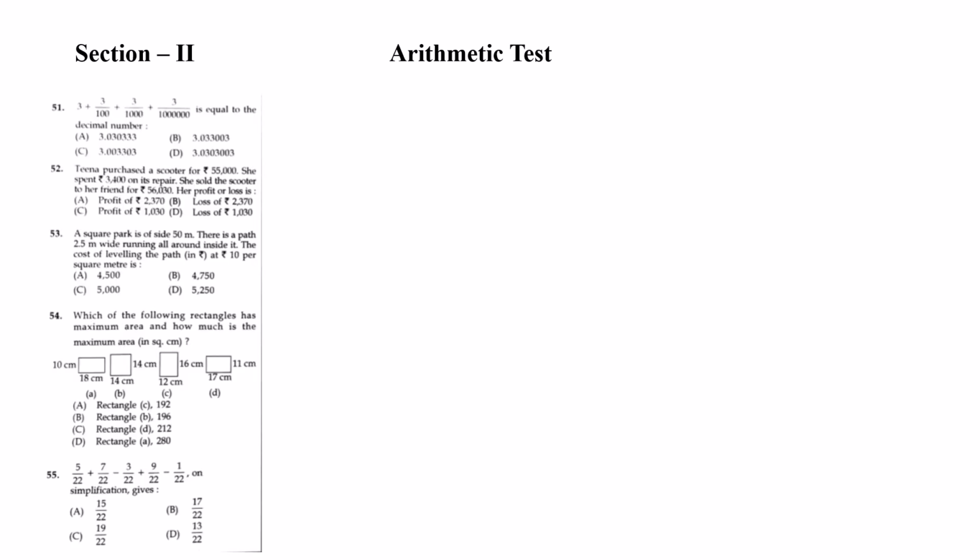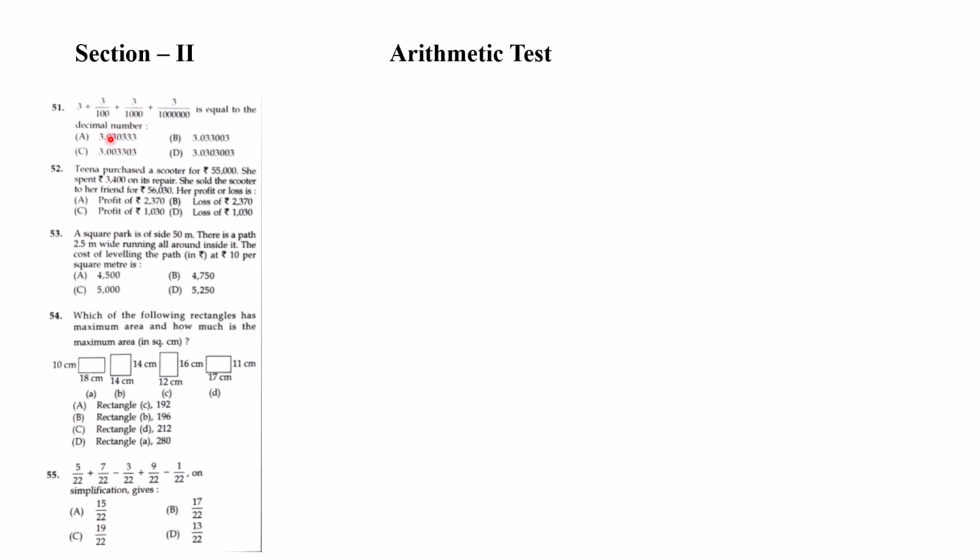Coming to the next question, that is question number 51. We just need to check the decimal place of 3 when we add these three numbers. We can see that 3 by 100 would have a number 3 at the second decimal position. Therefore, option C is eliminated because there is no 3 present at the second decimal position after the decimal point.